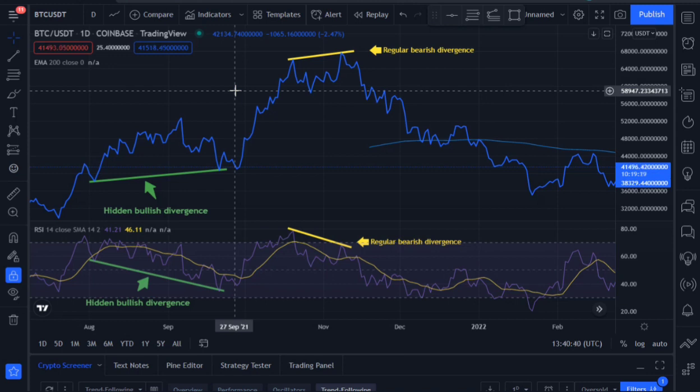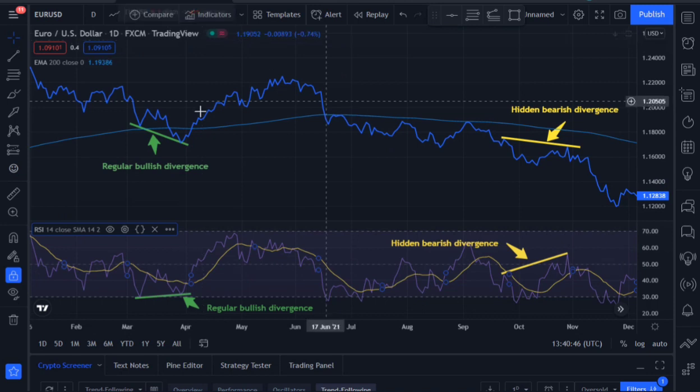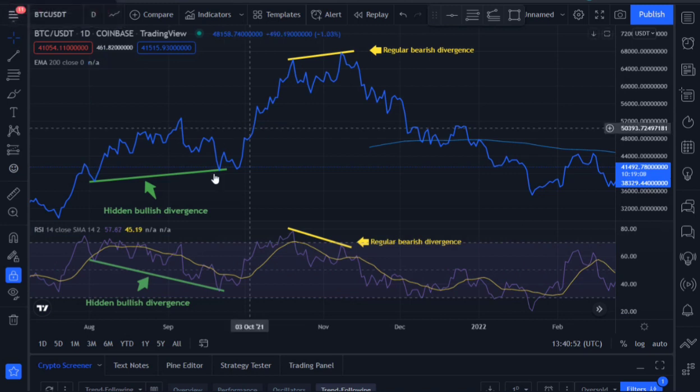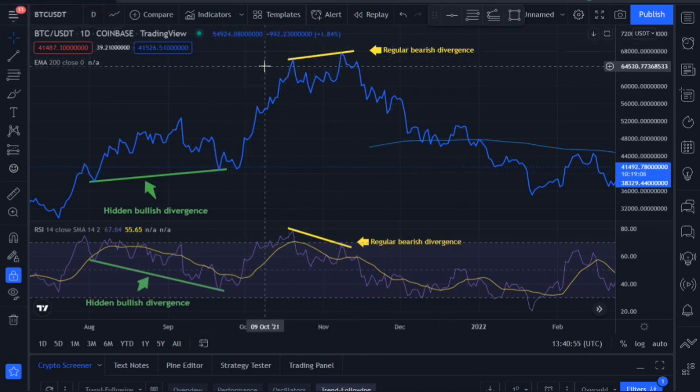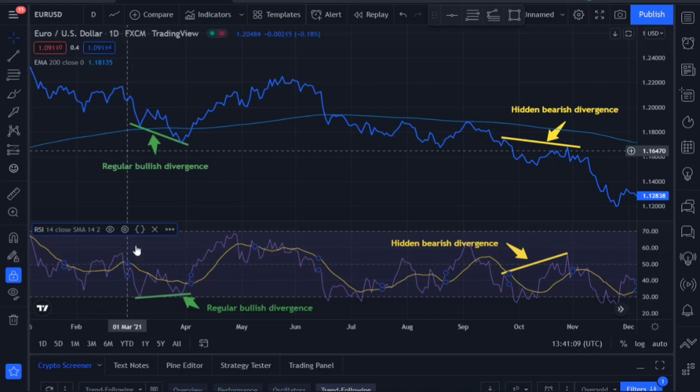So in the regular divergence, we have the regular bullish divergence, the one you're seeing here, and also we have the regular bearish divergence, the one you're seeing here. In the regular bullish divergence, we have the price keep forming lower lows, while the oscillator keeps forming higher lows. You understand, as you can see on your screen here, the oscillator keeps forming higher lows.